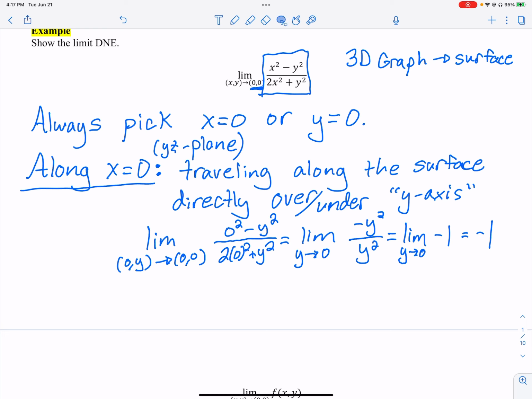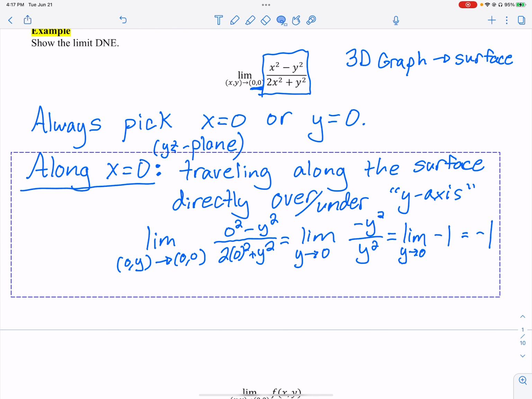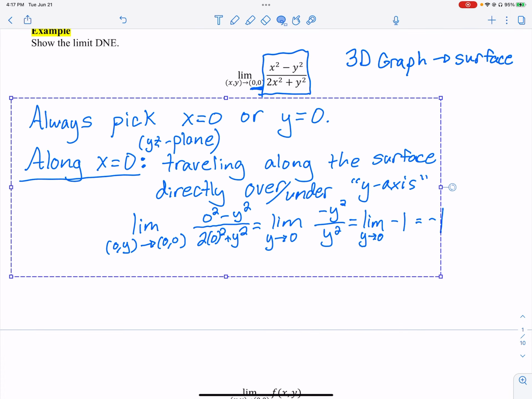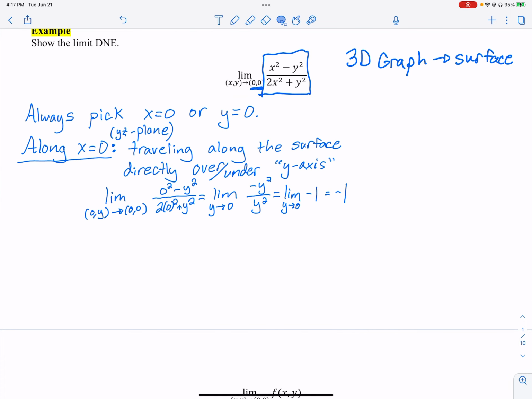All right, I'm going to make this smaller to make more room for myself so I don't have to do a whole other page because we only have to do one more side. We'll do this. Shrink it in. All right, so now we're going to do along y equals 0, the other path. We always try these two first.